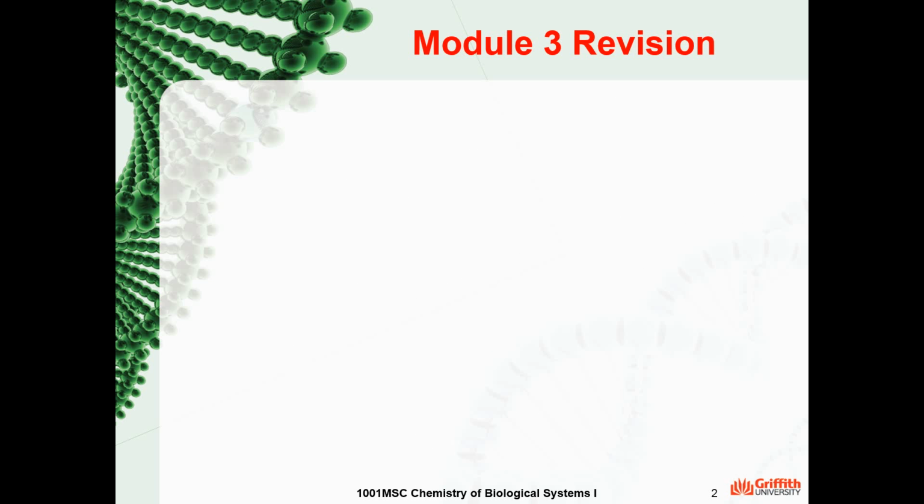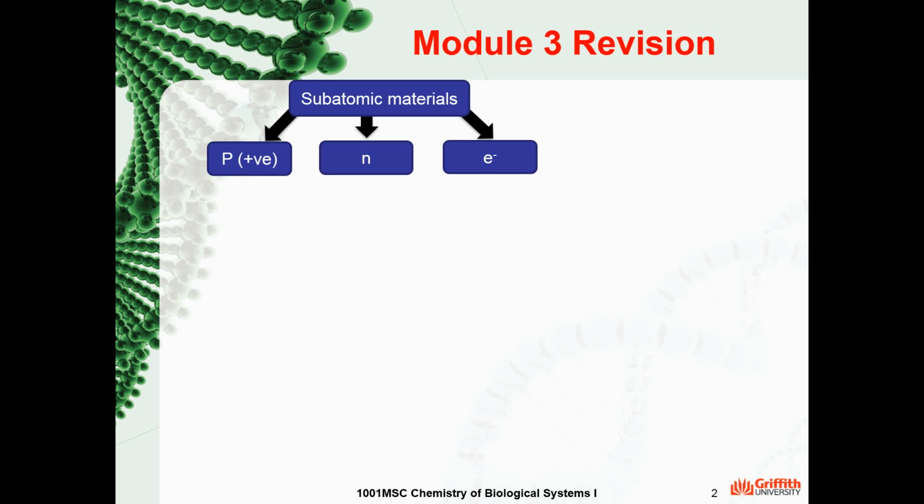Let us remember the key points from Module 3. In the first video of Module 3, we covered the three types of subatomic particles, which are protons, which are positively charged, neutrons, which are neutral, and electrons, which are negatively charged. We mentioned that according to the Rutherford model, neutrons and protons are found in the nucleus, and electrons circle around them.